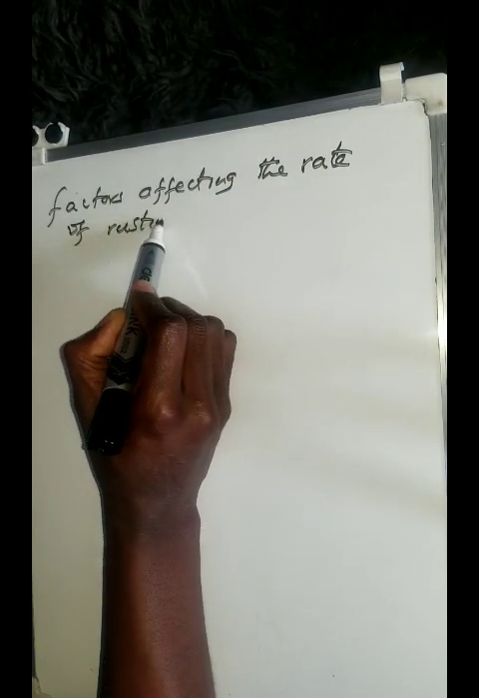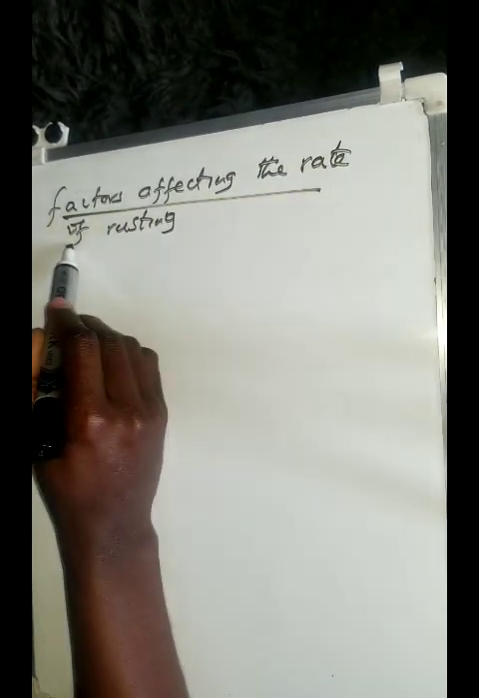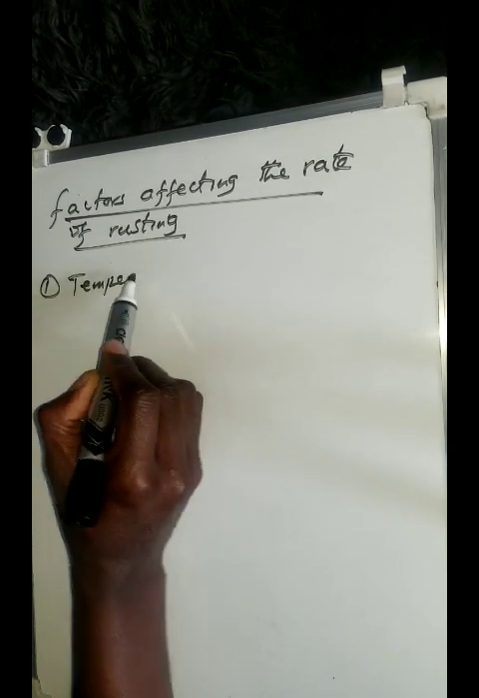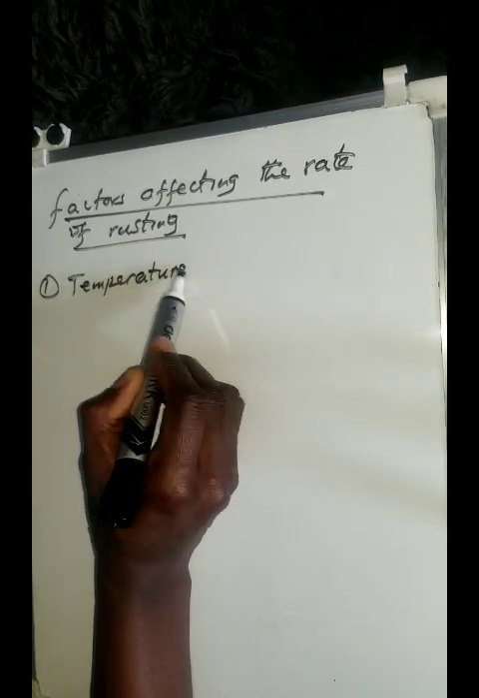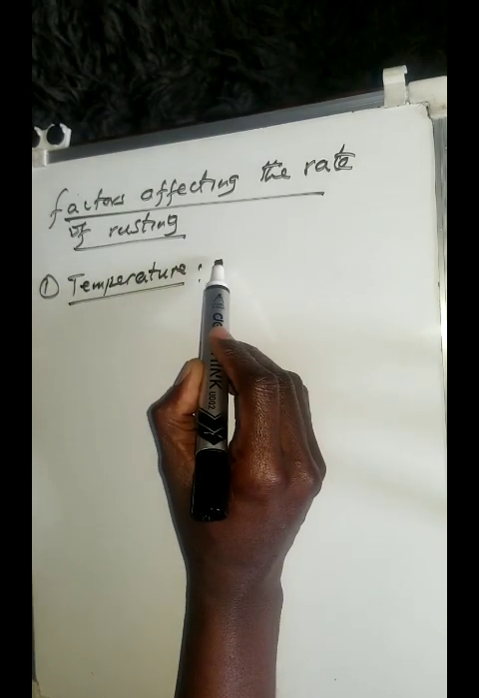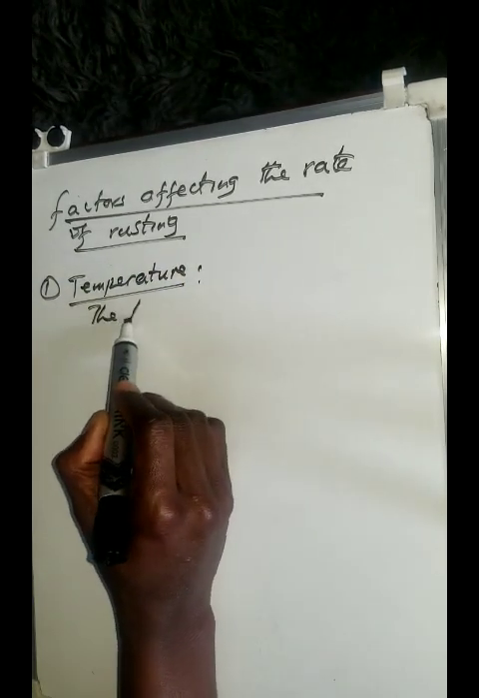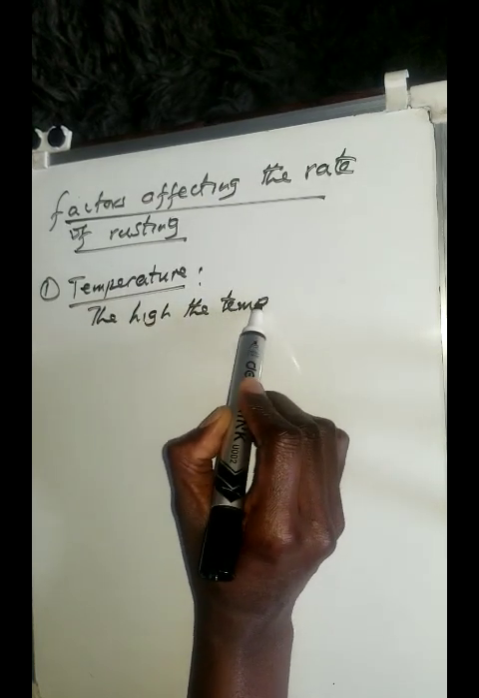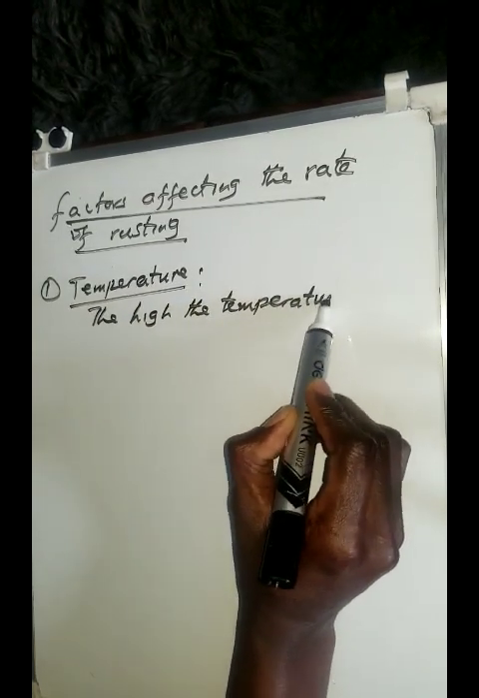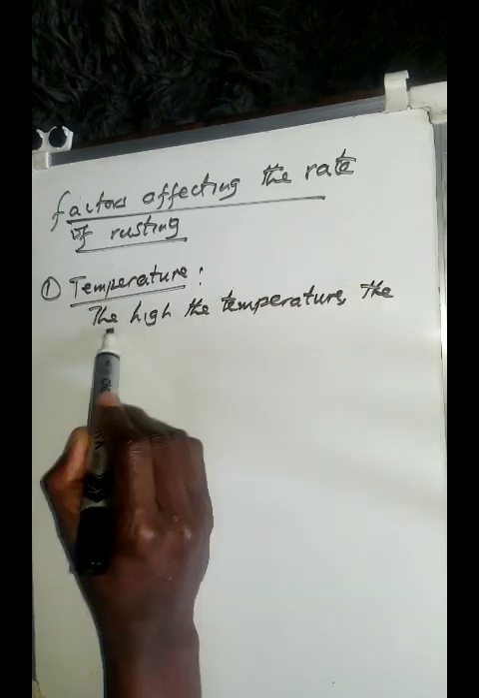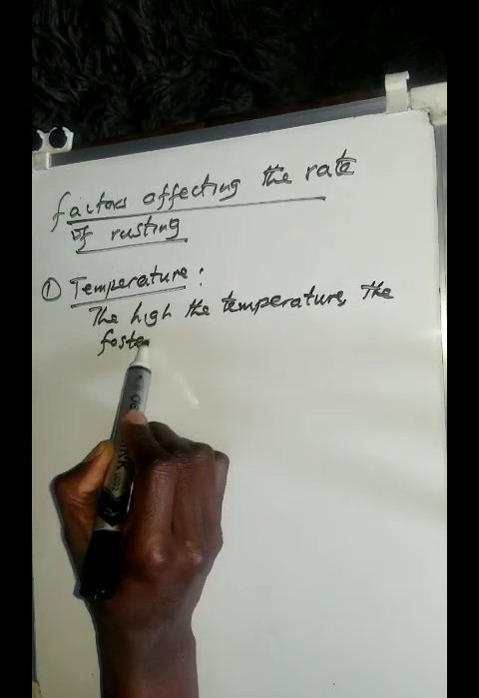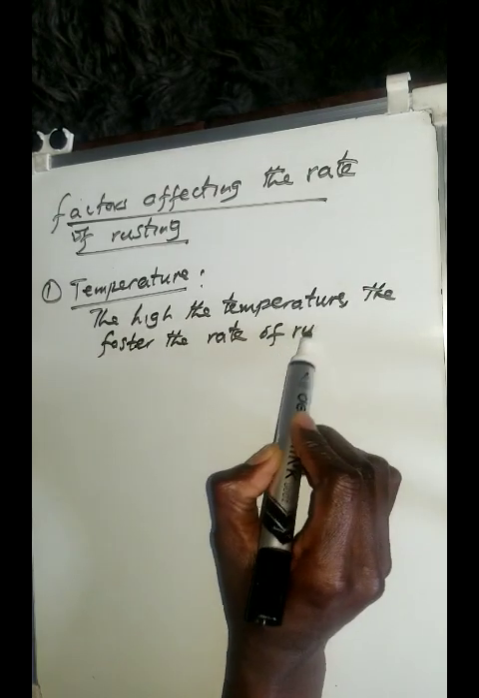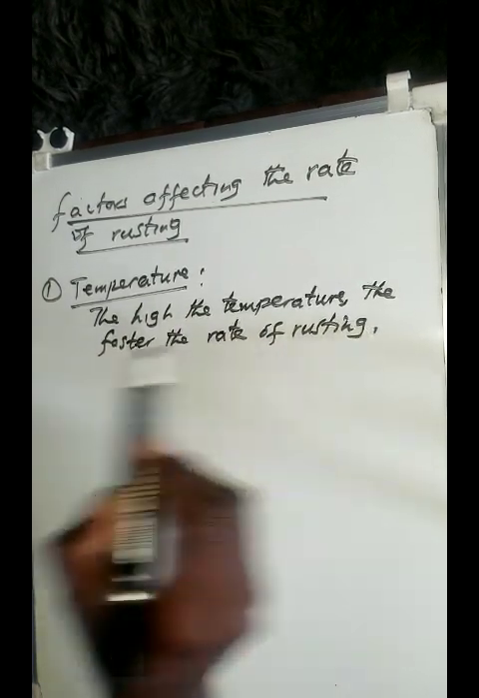So what are some factors that are going to affect the rate of rusting? Number one, temperature. So temperature, how does it affect the rate of rusting? Well, it follows that the higher the temperature, the faster the rate of rusting. That is what you need to remember.